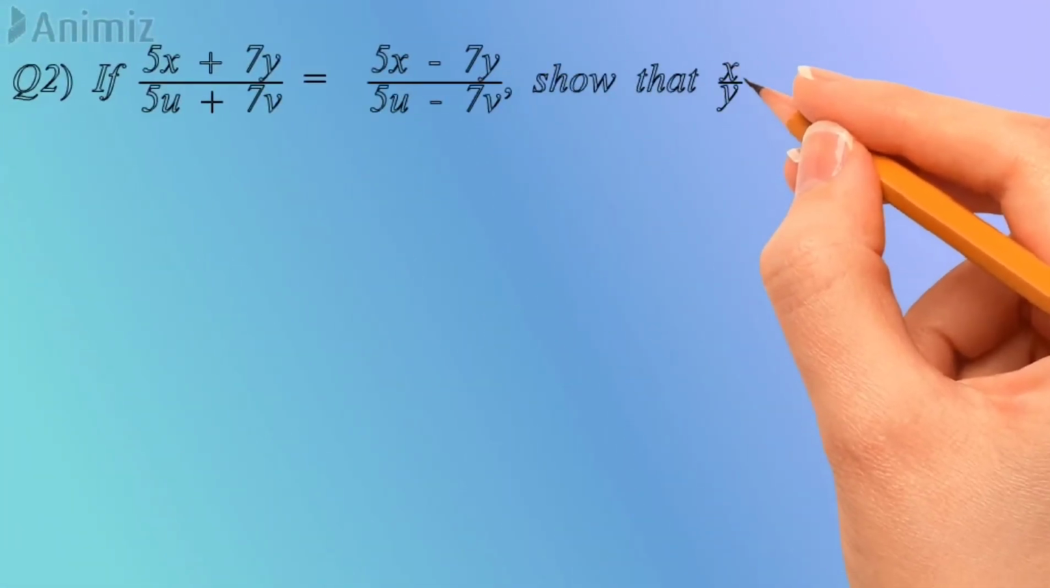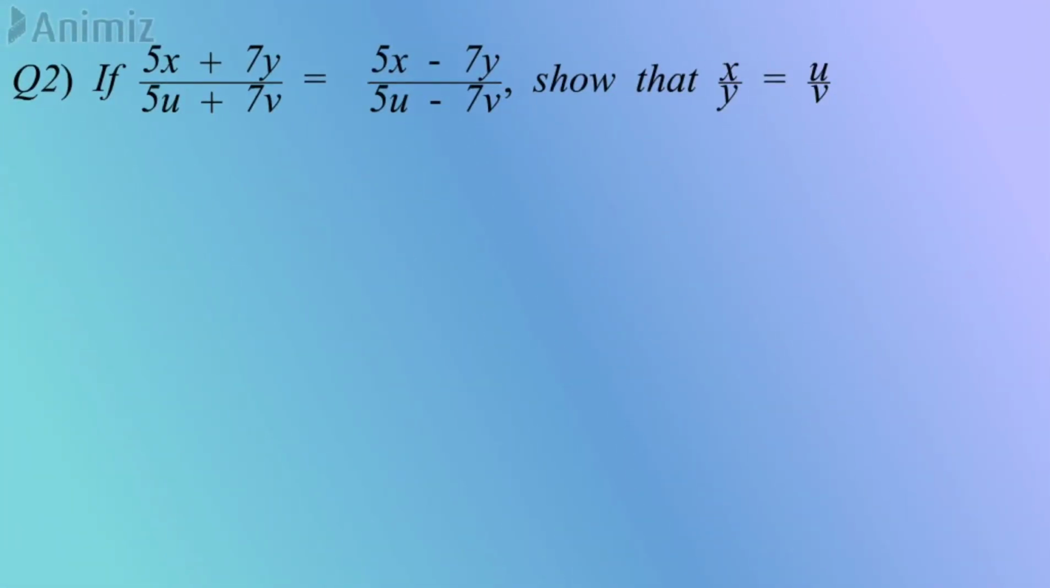Now students, let's solve the second sum. If (5x plus 7y) upon (5u plus 7v) equal to (5x minus 7y) upon (5u minus 7v), show that x by y equal to u by v. Now here you have to show x by y equal to u by v. So you can't start with that. You have to start with the term which I have given after the word if.